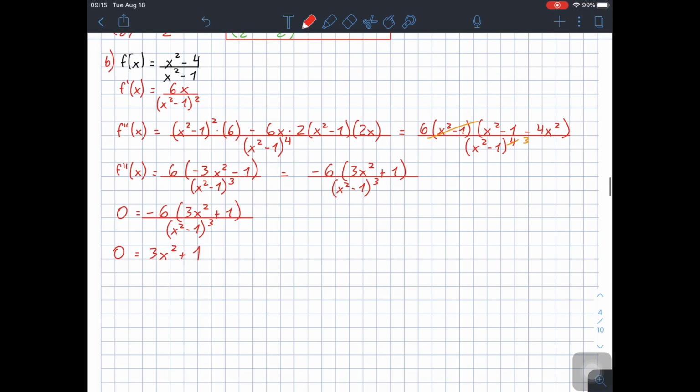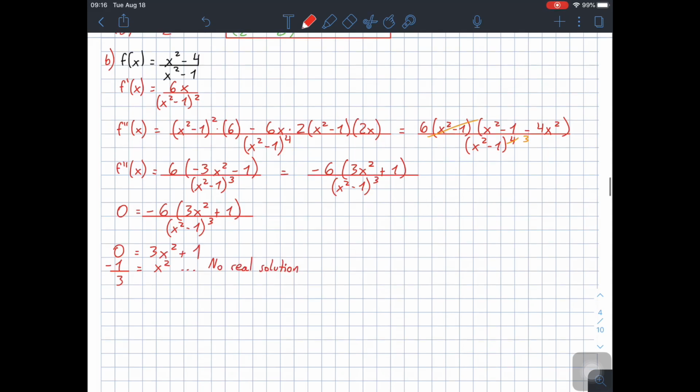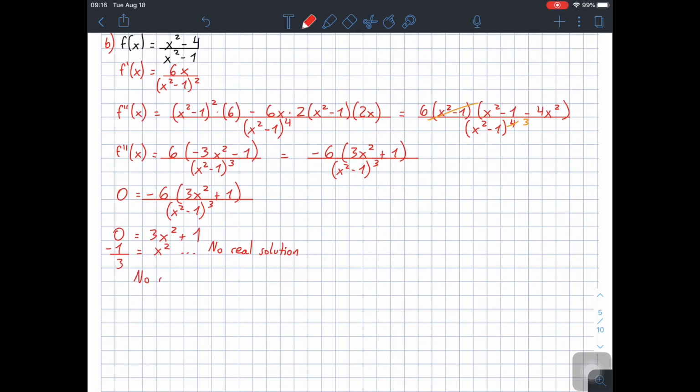And if I try solving this for x, I will get that negative 1 over 3 is equal to x squared, right? And there's no real solution to this, because if I square root both sides, I would have the square root of a negative number. And the square root of a negative number is an imaginary number. So we're going to write here that there's no real solution. And since there's no real solution, there is no inflection point. No inflection point. So we already know this. We have no inflection point.